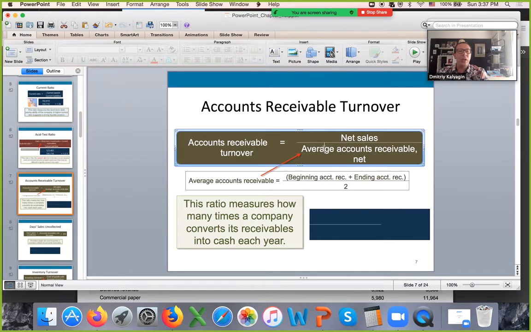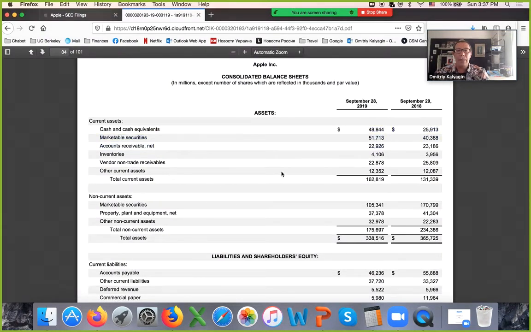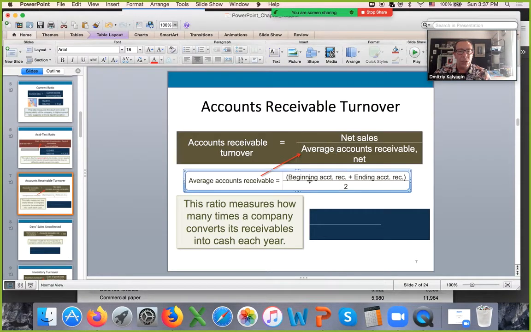Whenever you see the word average, that means you have to calculate that first. You're going to take beginning accounts receivables plus ending and divide by 2. So beginning AR are ARs from last year. So if I go to Apple's, my accounts receivables were 23,186 plus current or ending of the period 22,926, and I'm going to divide it by 2. I'm going to do that first. Let me just plug it in.